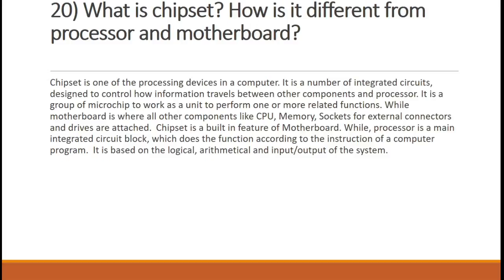20. What is chipset? How is it different from processor and motherboard? Chipset is one of the processing devices in a computer. It is a number of integrated circuits designed to control how information travels between other components and the processor. It is a group of microchips working as a unit to perform one or more related functions. While motherboard is where all other components like CPU, memory, sockets for external connectors and drives are attached. Chipset is a built-in feature of the motherboard. While processor is a main integrated circuit block, which does the function according to the instructions of a computer program. It is based on the logical, arithmetical and input/output operations of the system.